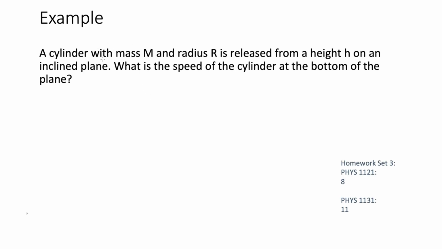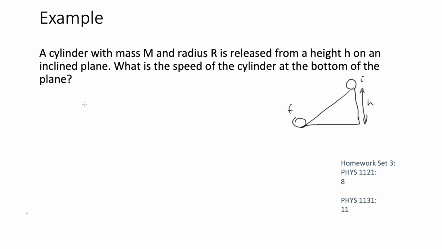Okay, so here's an example problem. A cylinder with a mass m and radius r is released from a height h on an inclined plane. Okay, so let's sketch a little diagram. Here's our inclined plane. It's released from a height h here. So this is initial, and down here we've got the final. So we'll assume it's released from rest. And we're asked, what is the speed of the cylinder at the bottom of the plane?